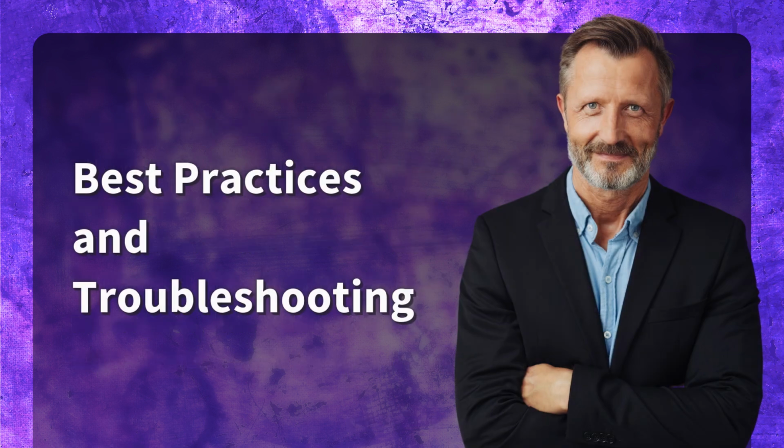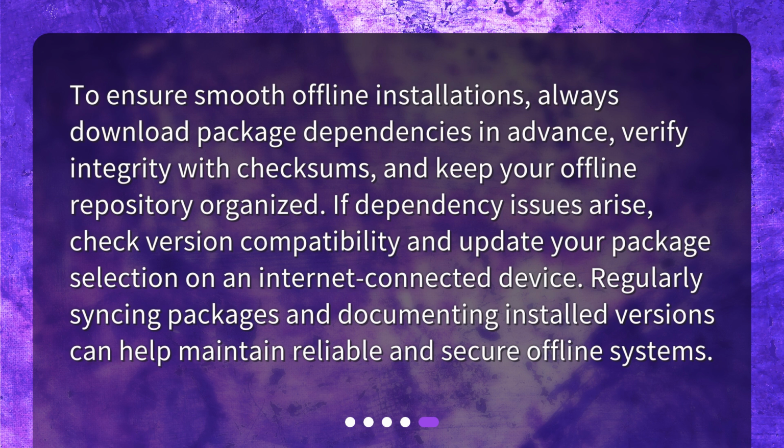Best practices and troubleshooting. To ensure smooth offline installations, always download package dependencies in advance. Verify integrity with checksums and keep your offline repository organized. If dependency issues arise, check version compatibility and update your package selection on an internet-connected device. Regularly syncing packages and documenting installed versions can help maintain reliable and secure offline systems.